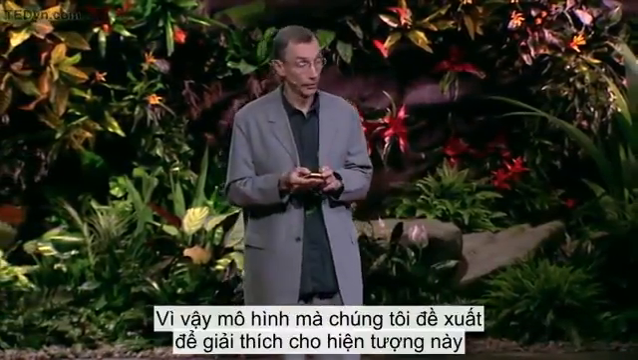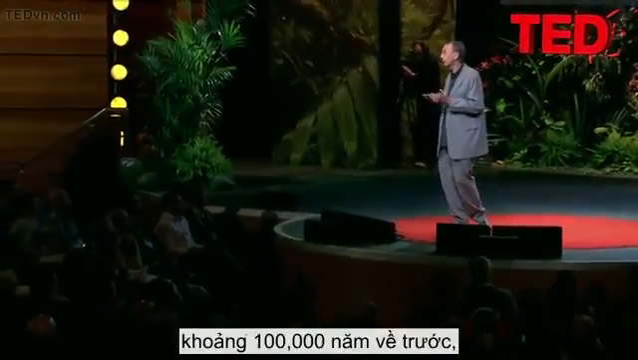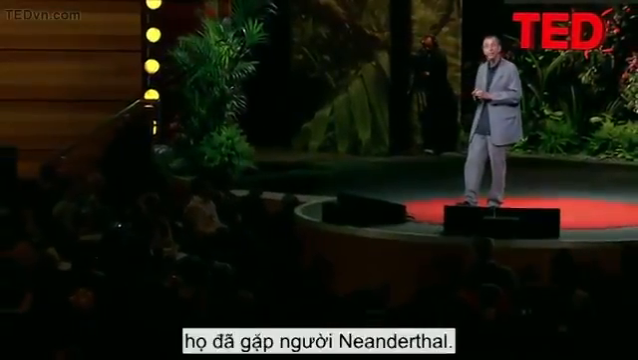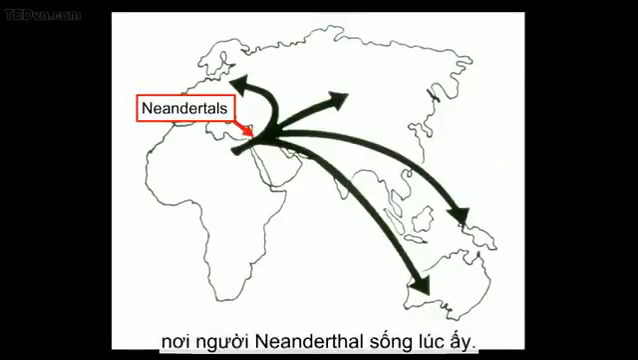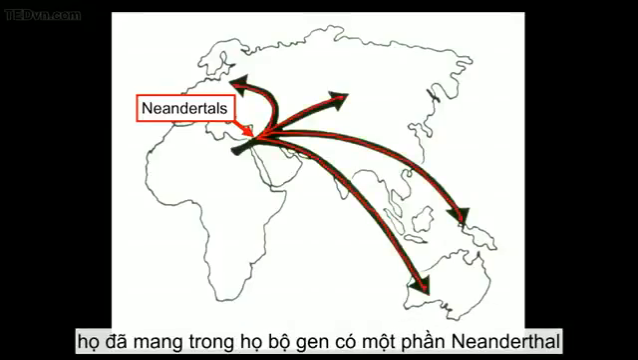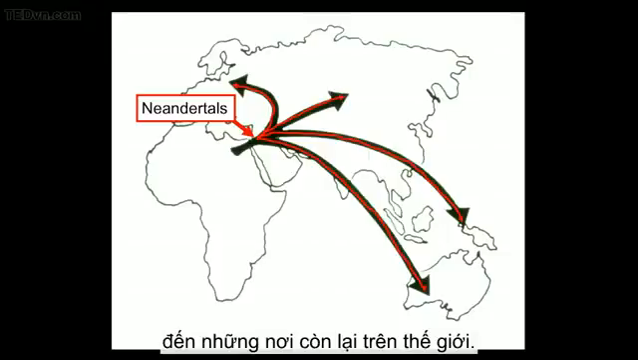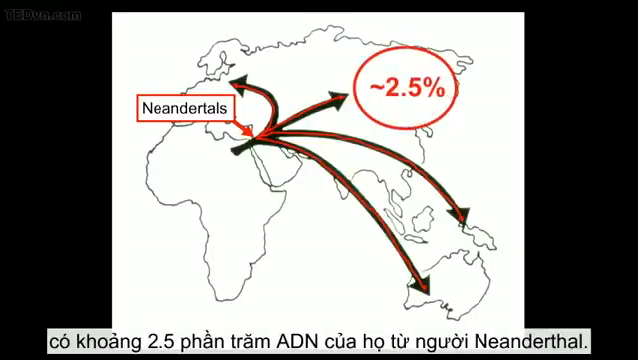So the model we've proposed to explain this is that when modern humans came out of Africa, sometime after 100,000 years ago, they met Neanderthals. Presumably, they did so first in the Middle East, where there were Neanderthals living. If one then mixed with each other there, then those modern humans that became the ancestors of everyone outside Africa carried with them this Neanderthal component in their genome to the rest of the world. So that today, people living outside Africa have about 2.5% of their DNA from Neanderthals.